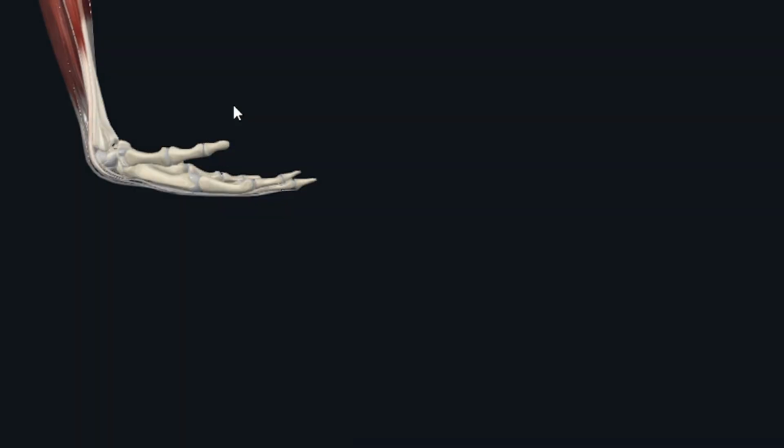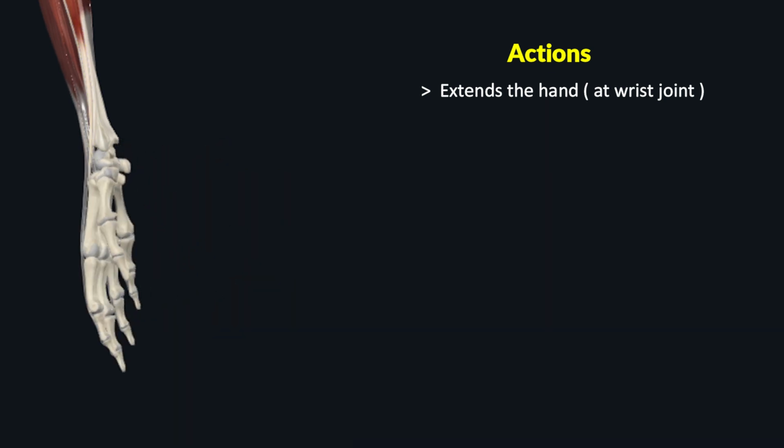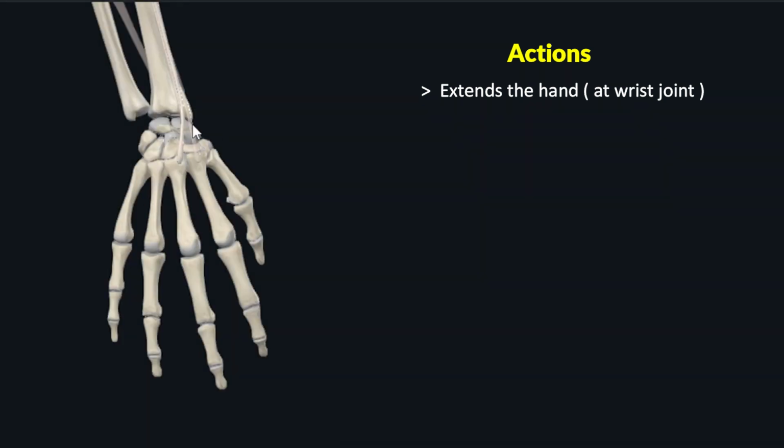So now talking about the actions of this muscle. So this muscle performs two important actions. So the first action is obvious from the word extensor in the name of this muscle, which means that this muscle is an extensor and so it extends the hand at the wrist joint. And the second action of this muscle is the wrist abduction, which means that this muscle acts to abduct the hand at the wrist joint.